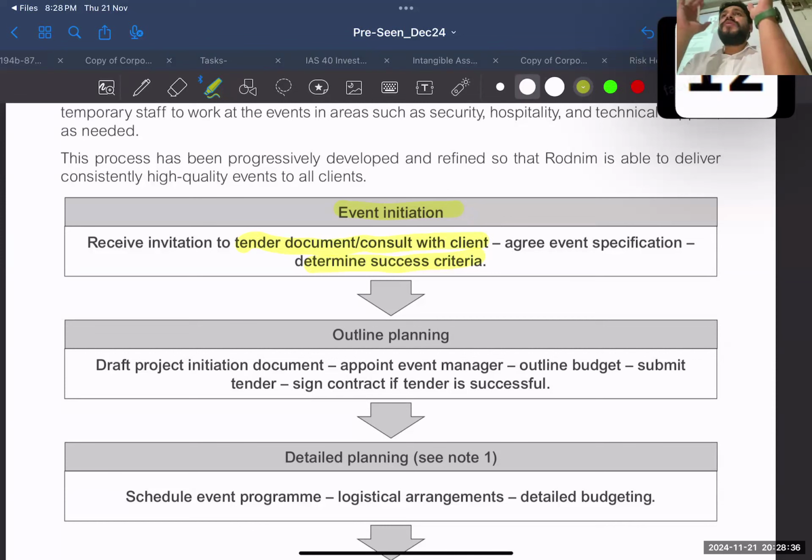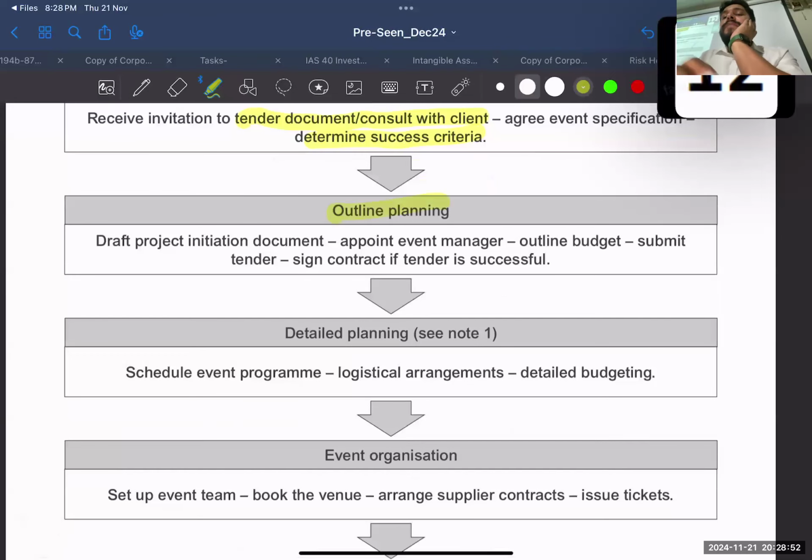So first, we are going to learn about the client. What client expectation is, what is the success criteria for the client, what tender or documents are required by the client, how are we going to initiate the project? Number one. Number two, we are going to outline the plan. Draft the project initiation document.